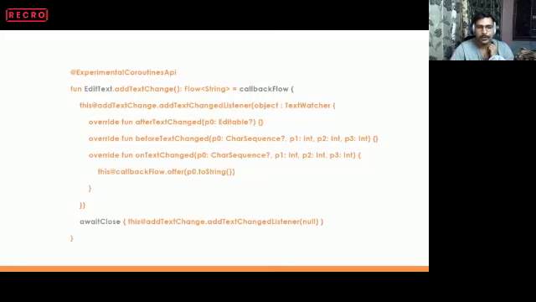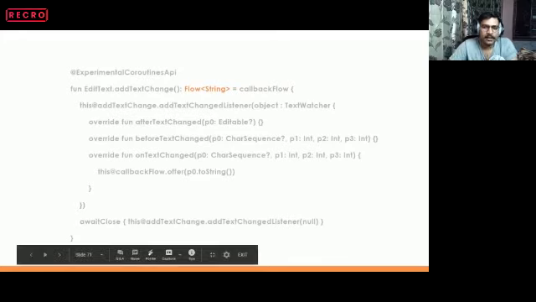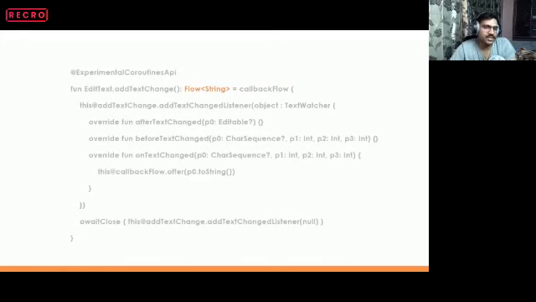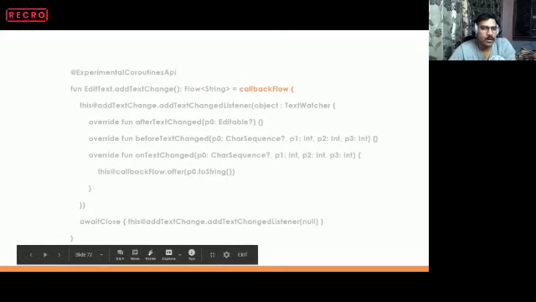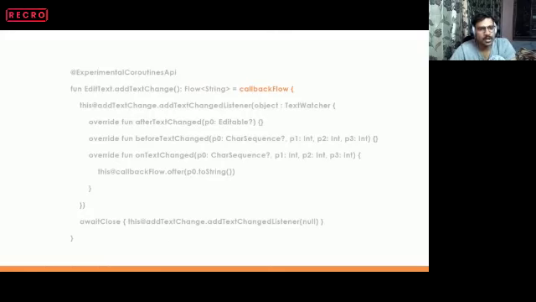Now what I want to do is create a function which returns a flow of string. I don't want to just use it everywhere, so I created an extension function called add text change. It returns the flow of string. Now we have a callback flow, which is responsible for converting callbacks or interface methods into a flow.